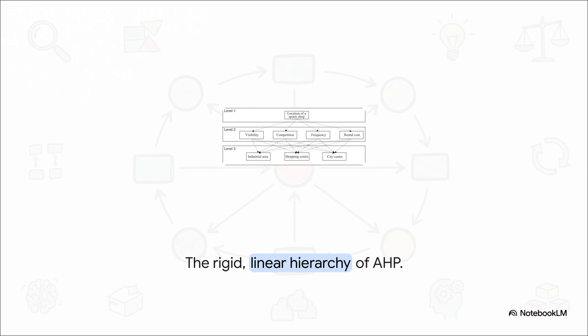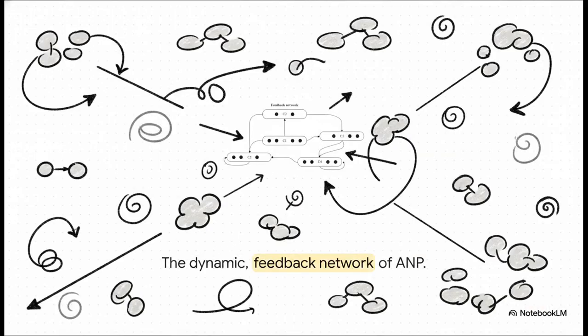There is absolutely no room for elements to loop back, interact, or influence each other sideways. It's a completely linear flow. But ANP? It fundamentally changes the game by dismantling that linear hierarchy. Instead of strict levels, we now have clusters. Complex feedbacks and dependencies are suddenly allowed to flow in literally any direction. Criteria can influence criteria, alternatives can influence criteria, and elements can even influence themselves. It becomes a true dynamic feedback network.